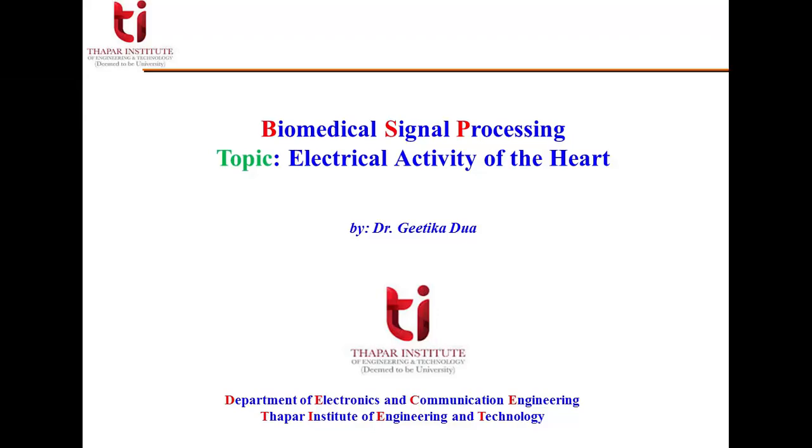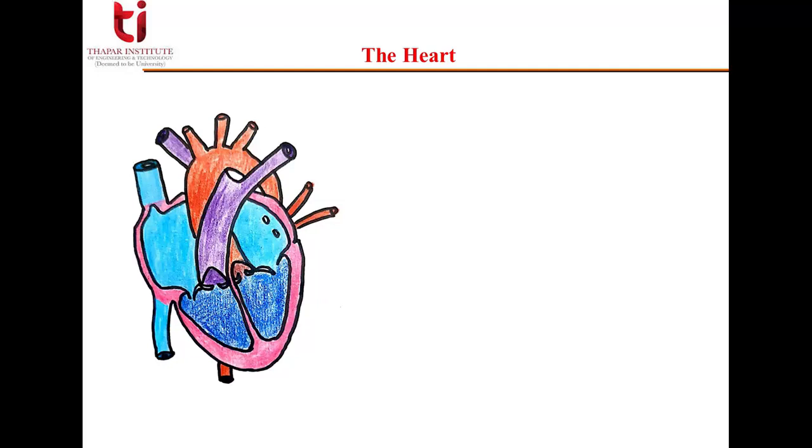Hello friends, in today's lecture we will discuss the electrical activity of the heart. So let's begin with the description of the heart. The heart is a muscular organ that acts like a pump to send blood throughout our body all the time.